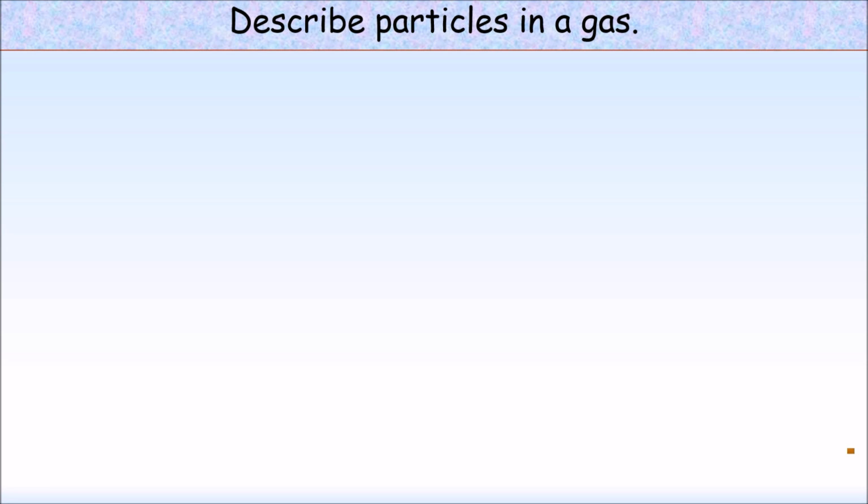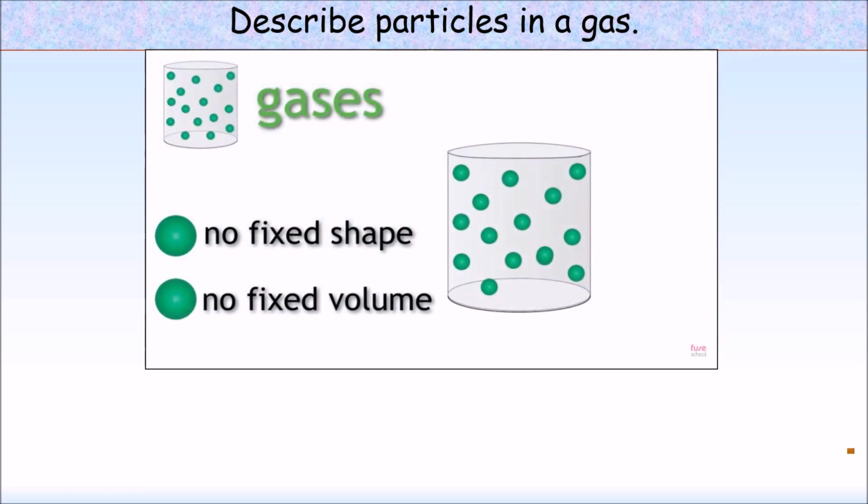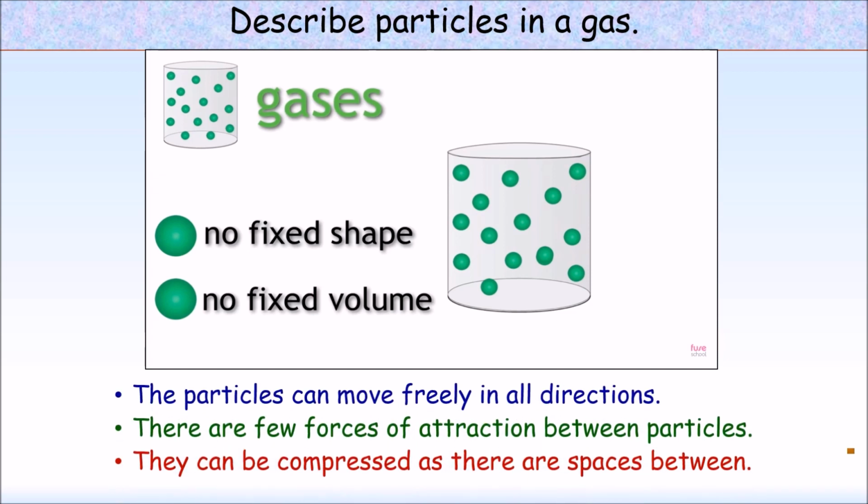Let's look at describing particles in a gas. So they have no fixed shape or volume. The particles are free to move in all directions, and there are very few forces of attraction between the particles. This means they can be compressed as there are spaces between the particles.